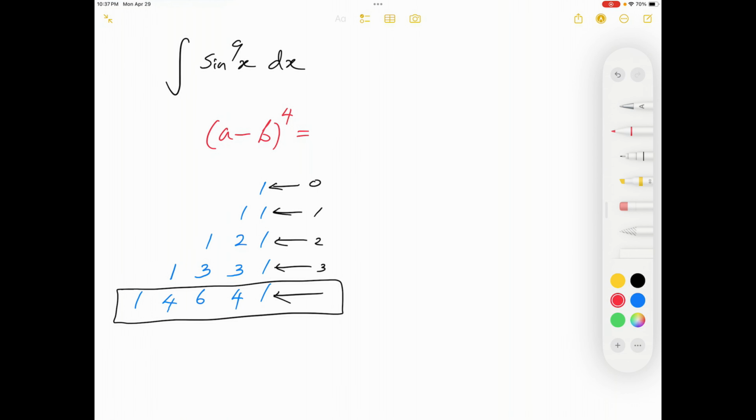Therefore, when you expand a minus b to the fourth power, your terms will be a to the fourth minus 4 a cubed b plus 6 a squared b squared minus 4 a b cubed plus b raised to the fourth power. Alright, now you can try this question with that small help. I hope you will get the correct answer.